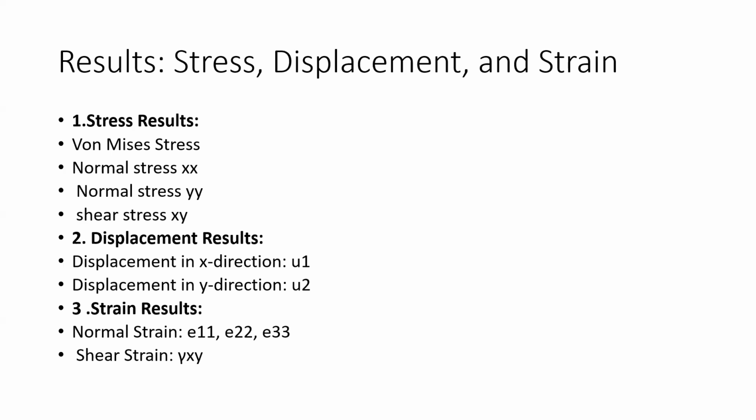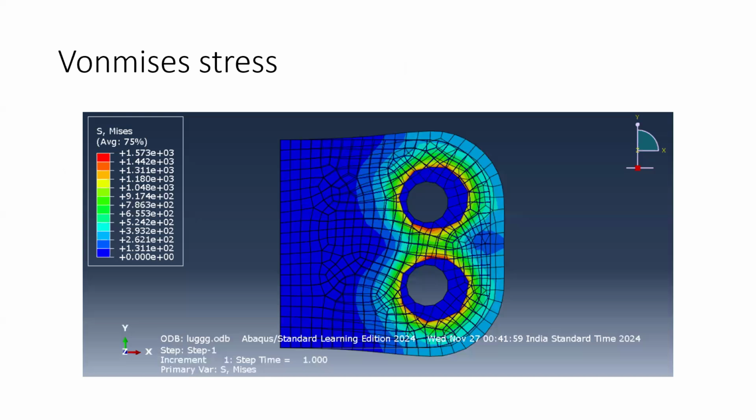Now we are moving to the von Mises stress. Here you can clearly observe this is a mesh animation part. That blue one is the minimum, and the red one is the average. This is the Abaqus Standard Learning Edition.